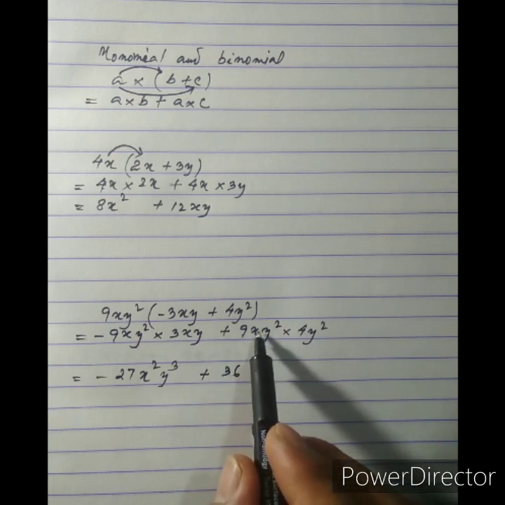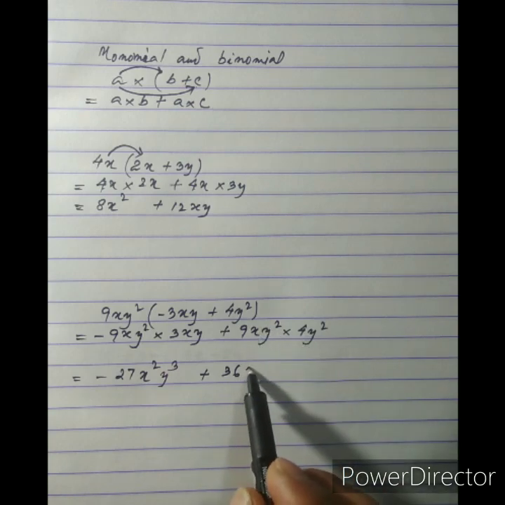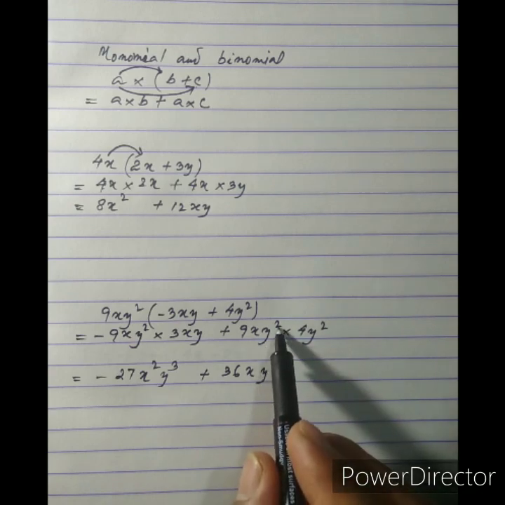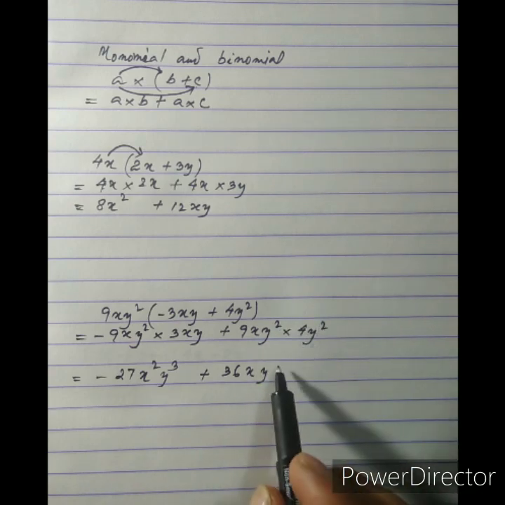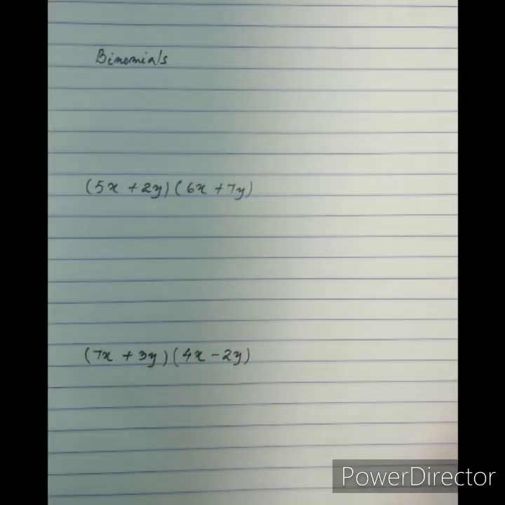X, here power 1, but here there is no x. That means we have to write only this x with power 1. Then next it comes to y. Here 2, here 2. 2 plus 2, 4.